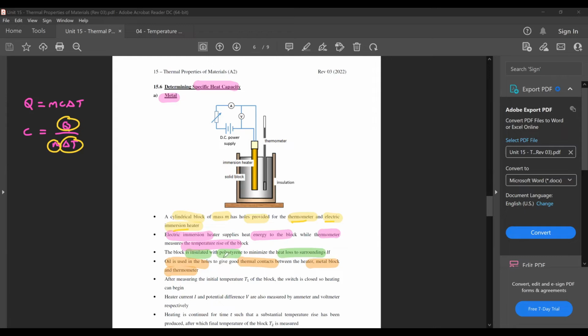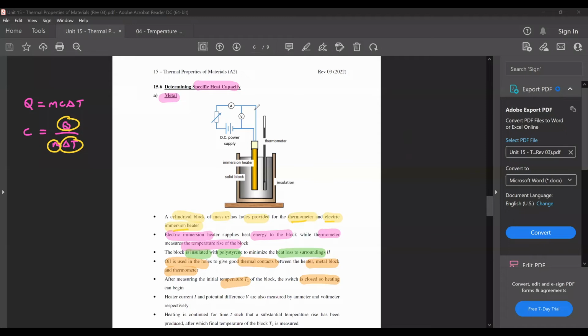Okay, so before you switch on your heater, before you heat up your metal block, you need to measure the initial temperature T1 of your block. Okay, and then after that you close your switch so that heating can begin. Now when you close your switch, you're interested to find out how much heat energy has been supplied to the block.